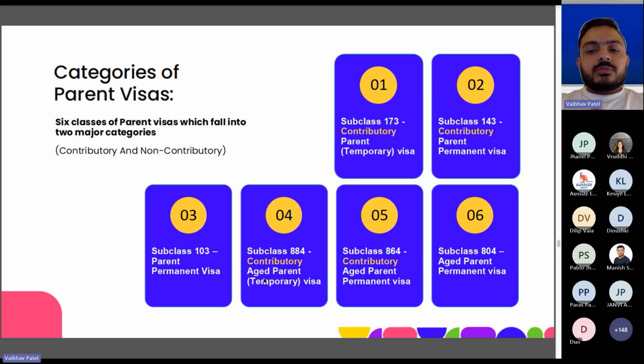Subclass 804, aged parent permanent visa, is also probably a practical option if you don't have the money that is required for a contributory parent visa, which is almost $100,000 if you want to bring both the parents. Then subclass 804 probably is the best option because it's an onshore visa. Once you lodge the visa, you can get a bridging visa A, and your parents can remain in Australia while the application is processed. The processing time is up to 30 years again, like 103, but the advantage here is you get a bridging visa that allows you to stay here.